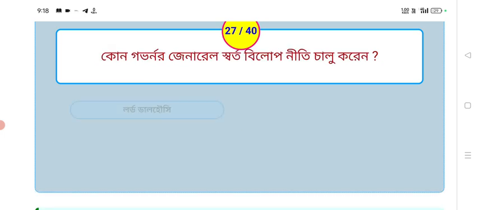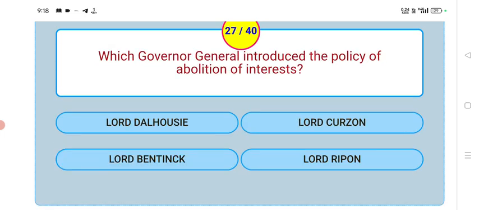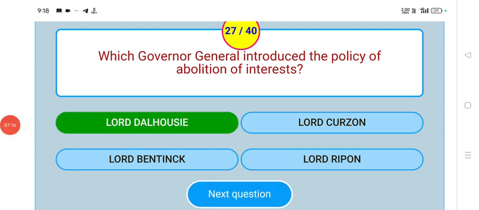Next, which Governor General introduced the policy of doctrine of lapse? Answer, Lord Dalhousie. Which Governor General introduced the policy of doctrine of lapse? Answer, Lord Dalhousie.